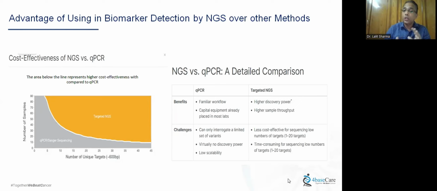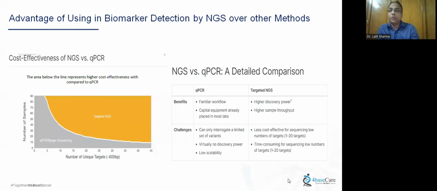The technical know-how is limited. The trained personnel are limited, which probably is not the case with a quantitative PCR comparative. But the challenge with PCR is it can only interrogate a limited set of variants. It will only give the answers which you are asking for. It would not discover. Virtually no power of discovery is there.